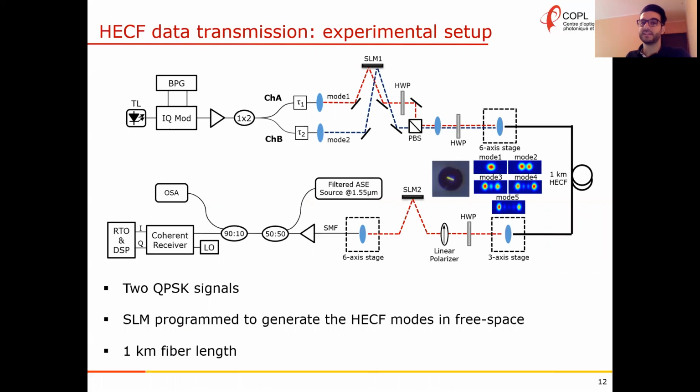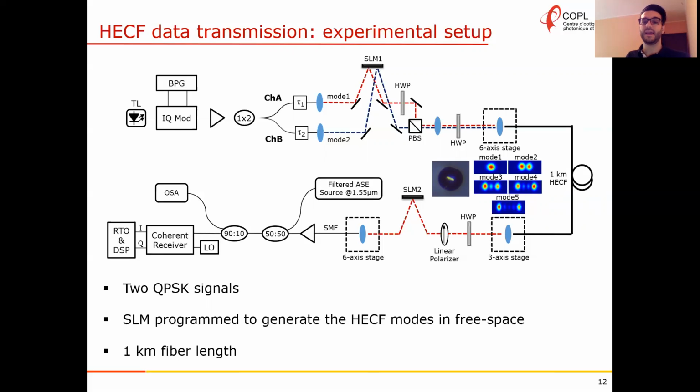Now let's talk about the experimental setup we used for data transmission. So we generated our QPSK signal, and then we split it into two branches, channel A and B. And then we used a programmable SLM to generate in free space the highly elliptical core fiber modes. And in particular, we excited both polarizations of the same spatial mode to combine in a 1 kilometer spool of our fiber by using a 6-axis stage for fine tuning and fine alignment.